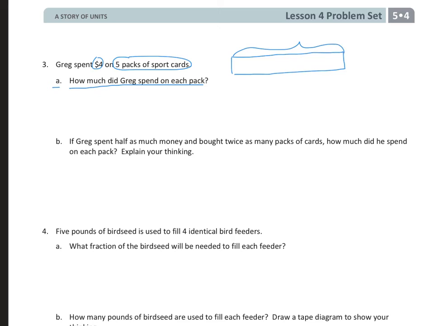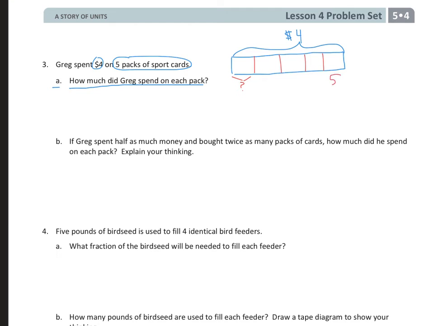So we know he spends $4, so we can put this $4. And so then he buys 5 sports packs. So that means we're going to take our tape diagram and divide it into 5 equal parts. So the price of each pack is going to be the same. So if we think about it, this is what we're trying to find, because the other boxes will be the same. Let's write this out.